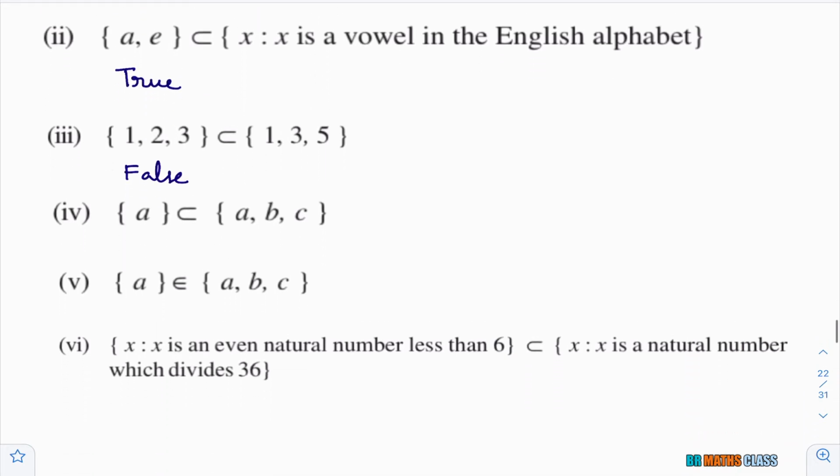Okay, come to this fourth bit. This is the singleton set which contains only one element A. You observe this set contains three elements. Are all the elements present in this set present in this set? Yes or no? Here, in this set, A is there. Is A present in this set? Yes, A is present in this set. So here, subset is the suitable symbol. Here, subset is given. So what can I write? I can write here, this statement is true. I hope you are understanding.